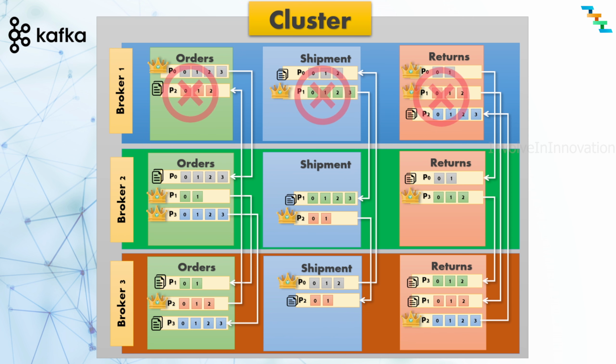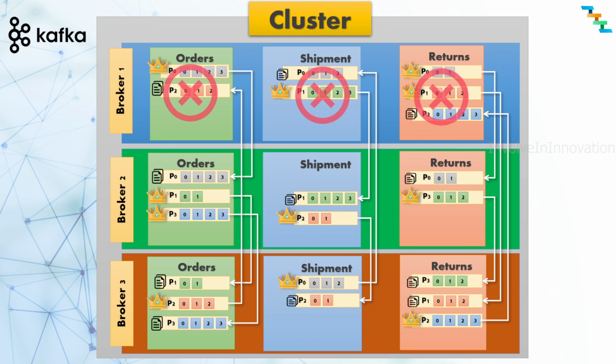Followers that fall behind the leader are considered out of sync. They need to catch up before they can be eligible to become leaders. Kafka ensures that in-sync replicas are maintained to ensure data durability, availability, and fault tolerance.